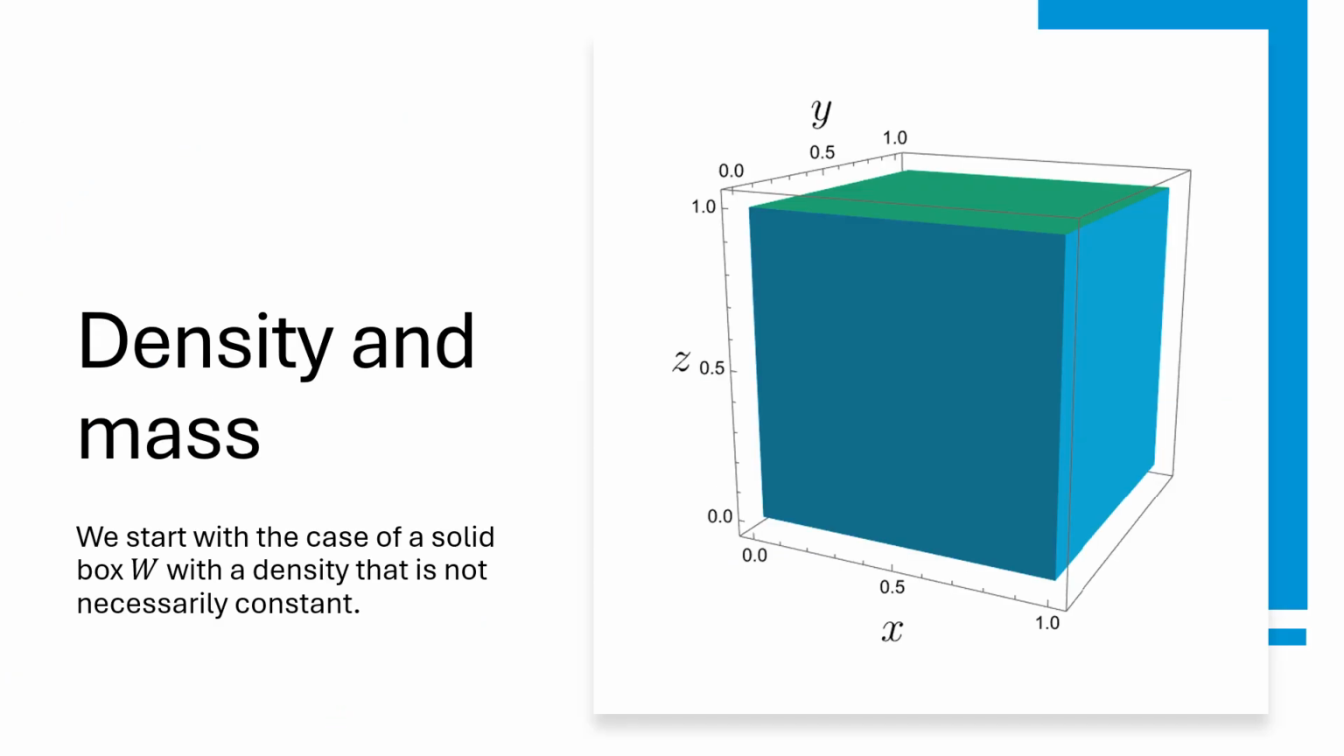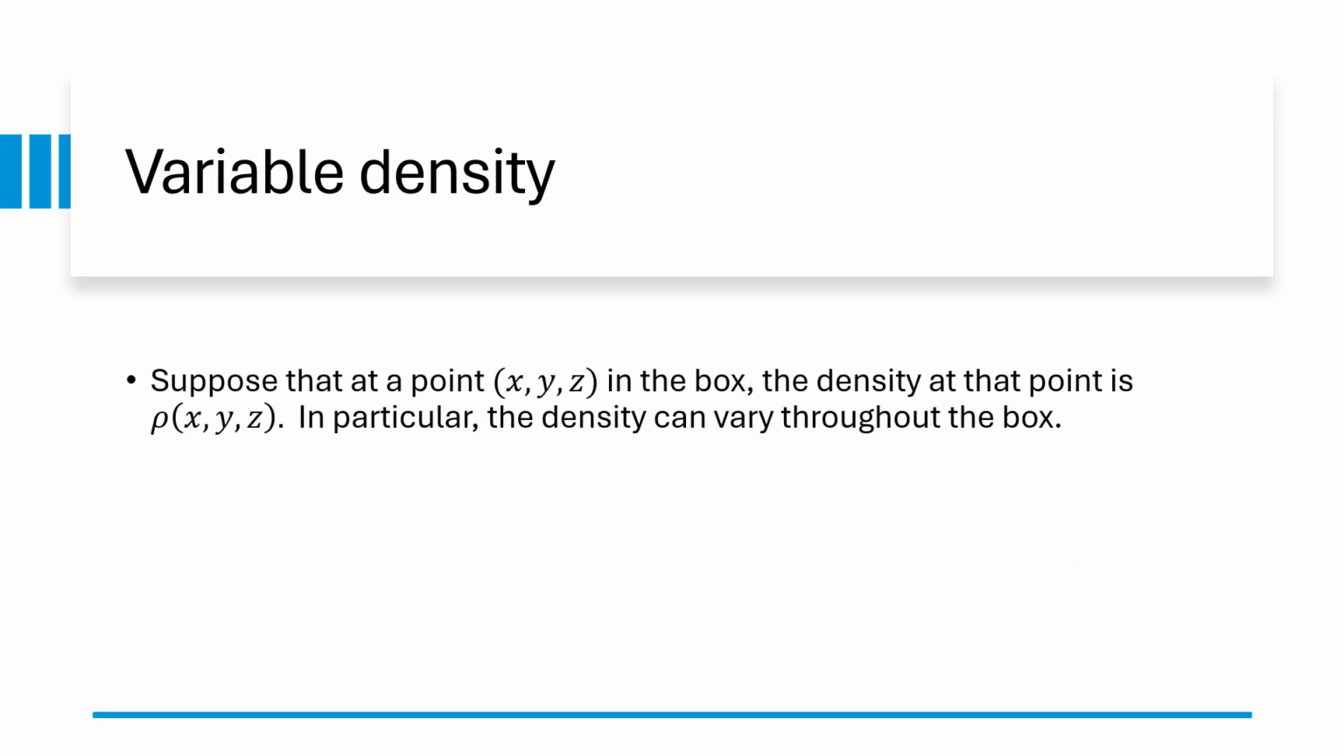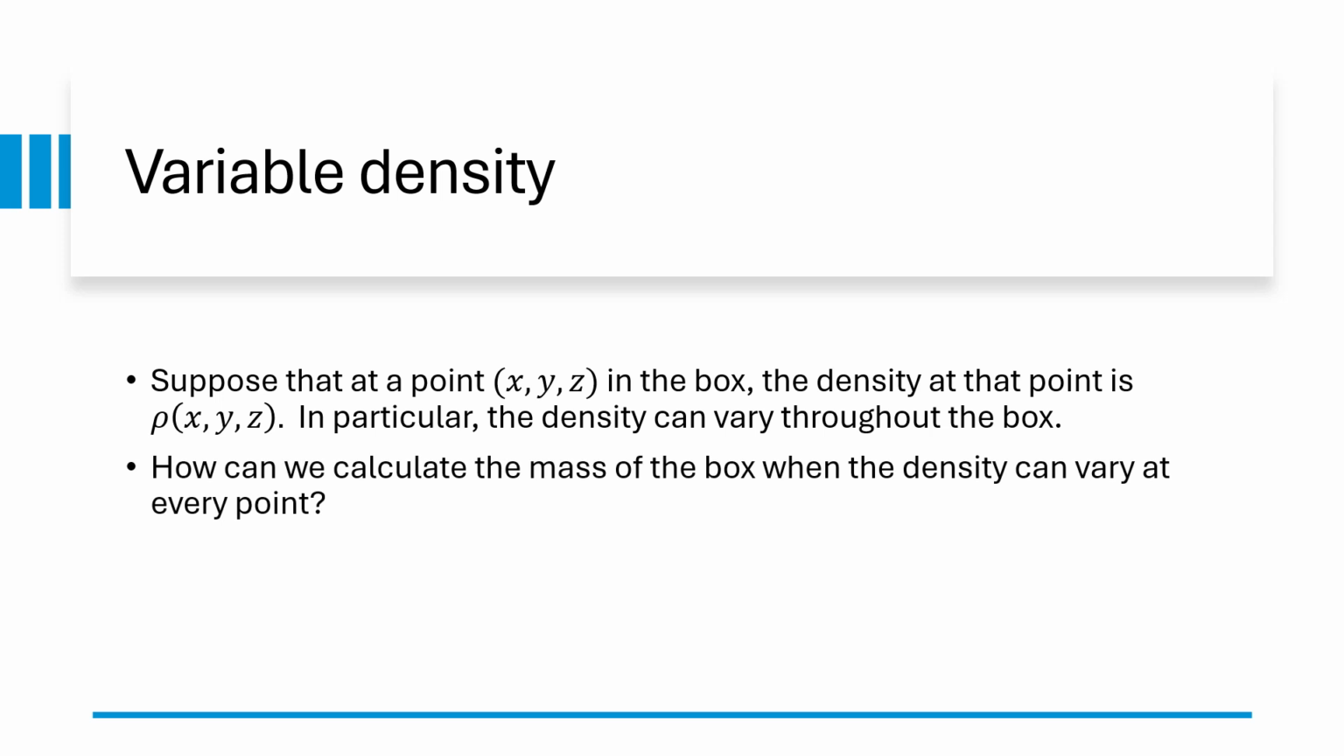For the first case, let's just consider we have a box here. We'll see later how we can handle other shapes, but for now, let's just start with a box. And we'll assume this box does not necessarily have constant density. It might have constant density, but it might not. Suppose I take a point x, y, z in the box, the density at that point is rho of x, y, z. You can see the density depends upon the position in the box, so the density is allowed to change as you move to different positions in the box. So this is our question: how can we calculate the mass of that box when the density can vary at every single point?